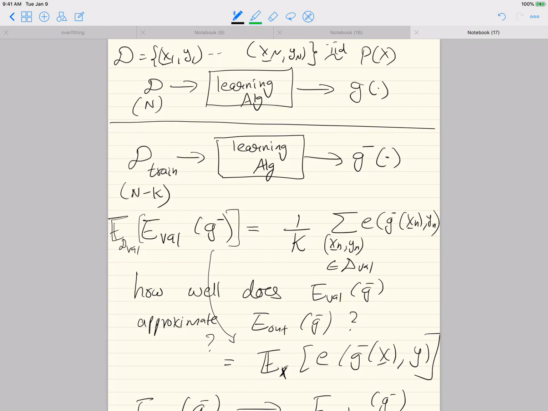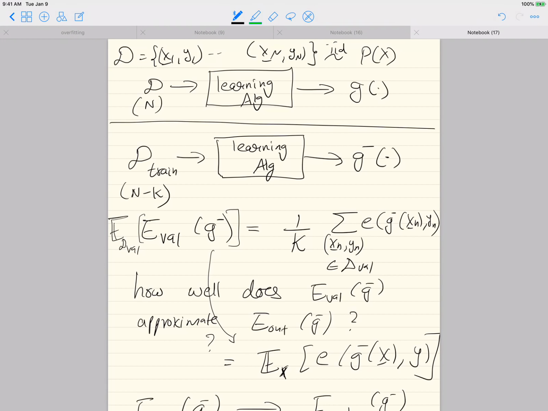Is that random or is it deterministic? We'll assume G minus is fixed. It's coming out after training. For this G minus, depending on my choice of Dval, I will get some quantity here, depending on which data points I have. Now I'm taking the expectation with respect to this set Dval. So will that quantity be random or will it be fixed? It's going to be fixed because now I'm averaging out the effects of Dval.